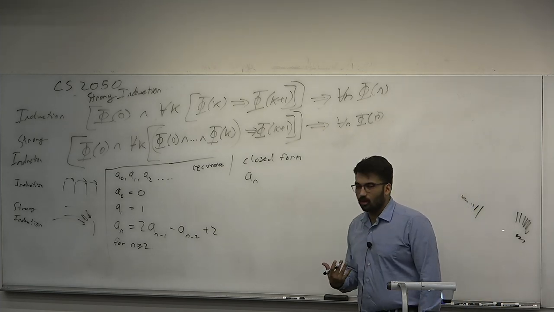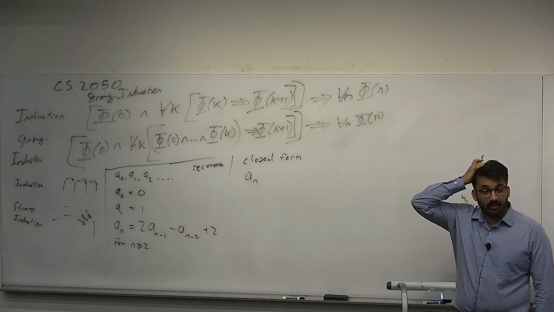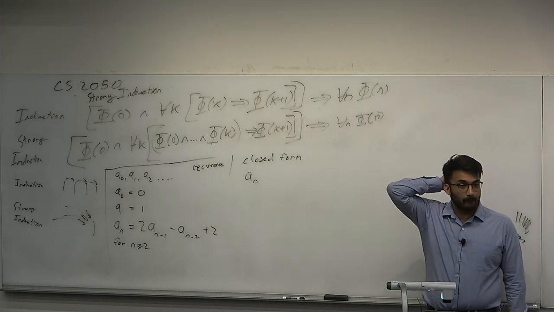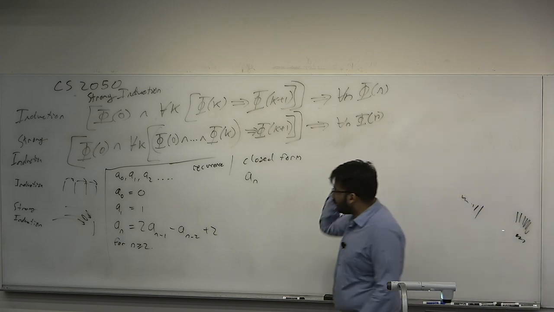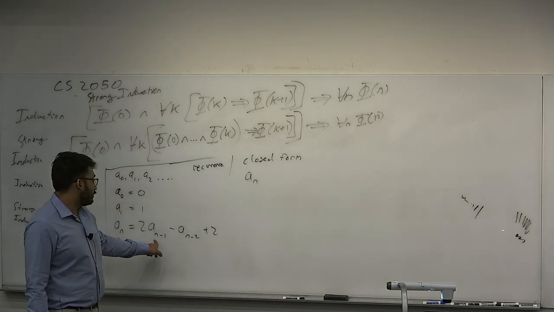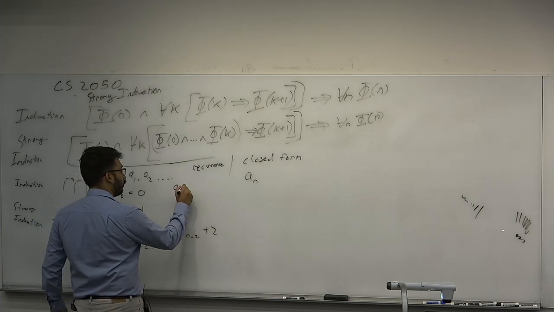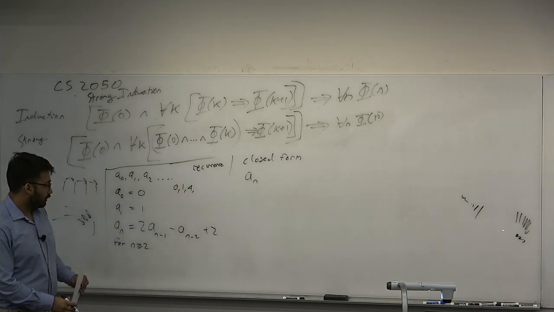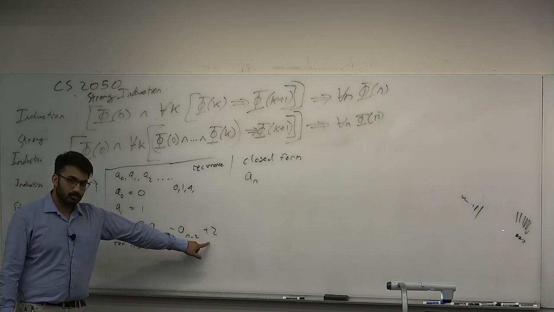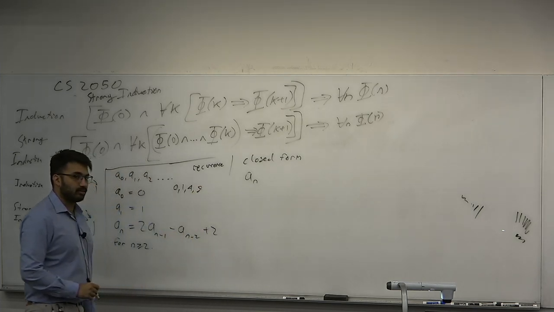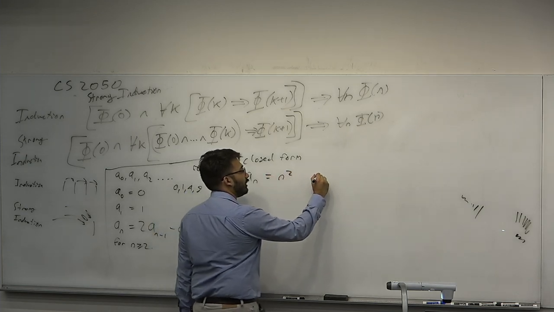If you had to conjecture what is a closed formula for this recurrence, what would you say? What is A of 2? A of 2 would be 2 times 1 minus 0 plus 2, which is 4. We had 0, 1, 4. What is A of 3? What is 2 times 4 minus 1 plus 2? What is that pattern? Square numbers. Yeah. A of n is equal to n squared, for n greater than or equal to 0.